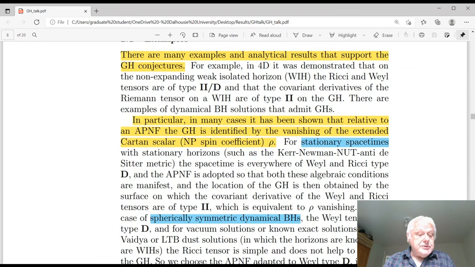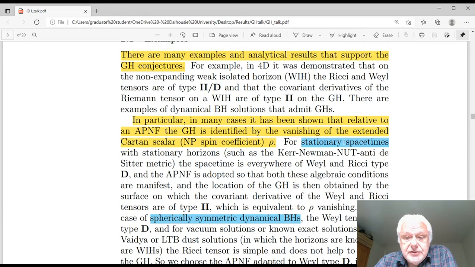There are examples of where we might be able to use these or justify the use of these definitions. So if we present these so-called GH conjectures, there are examples that perhaps support the notion of these things being useful. And in particular, we want to show that if we have a particular horizon, it has some physical properties, such as this coefficient rho is 0.